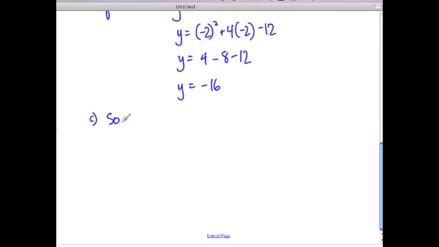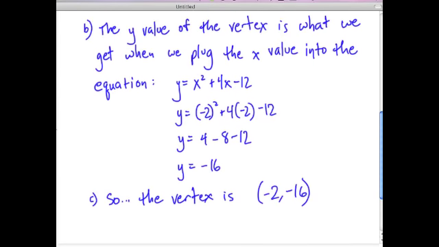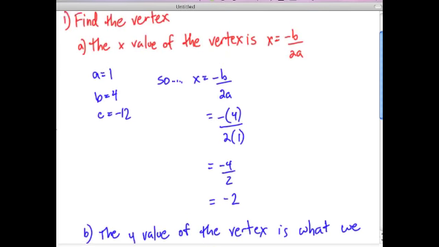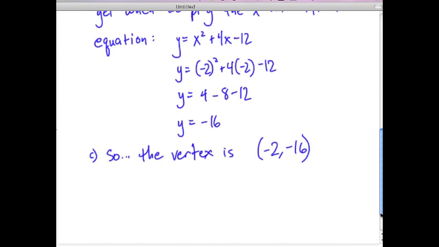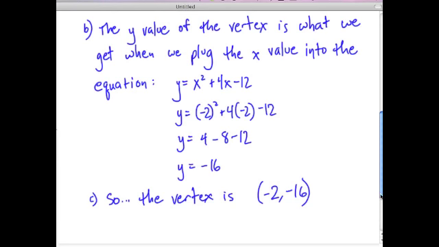So I have an x value of the vertex and a y value of the vertex, which is going to be a point on the graph. The point on the graph of either the highest or lowest point is going to be negative 2, negative 16. That's going to be the vertex. That's either going to be the highest point or the lowest point.